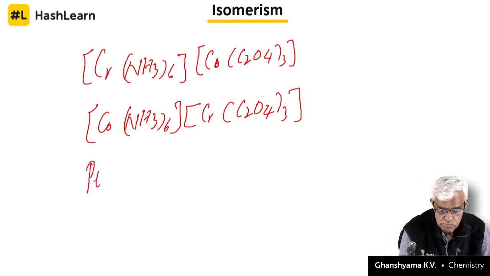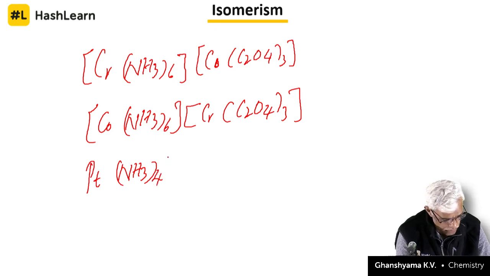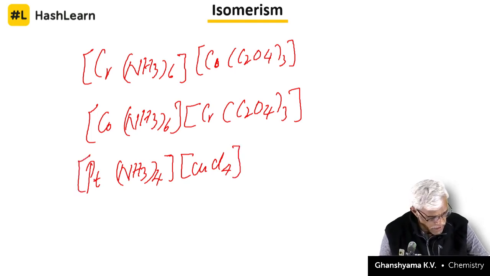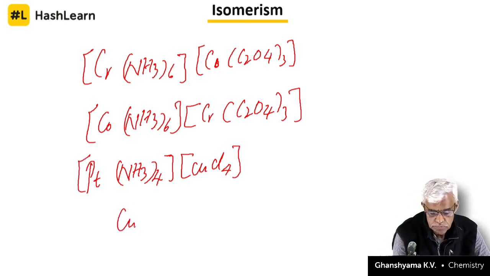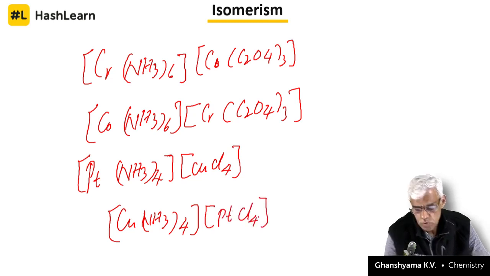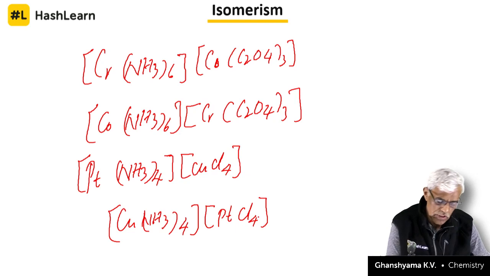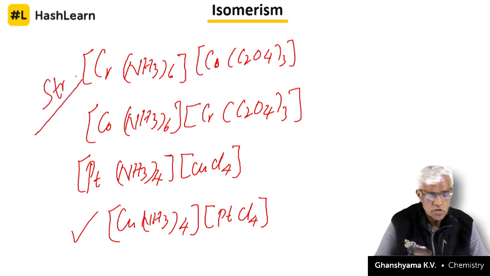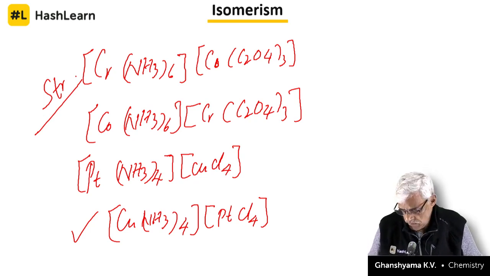For example, Pt(NH3)4 CuCl4 can be written as Cu(NH3)4 PtCl4. This is coordination isomer. So this completes the first part of isomerism, namely structural isomerism.